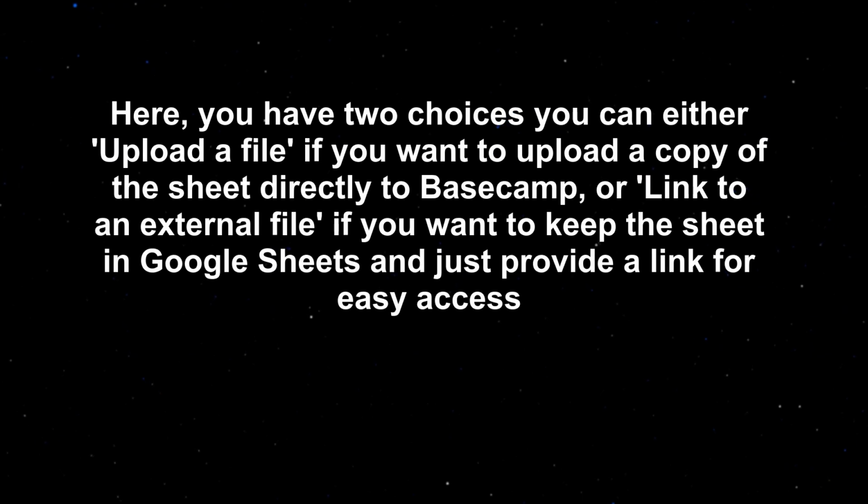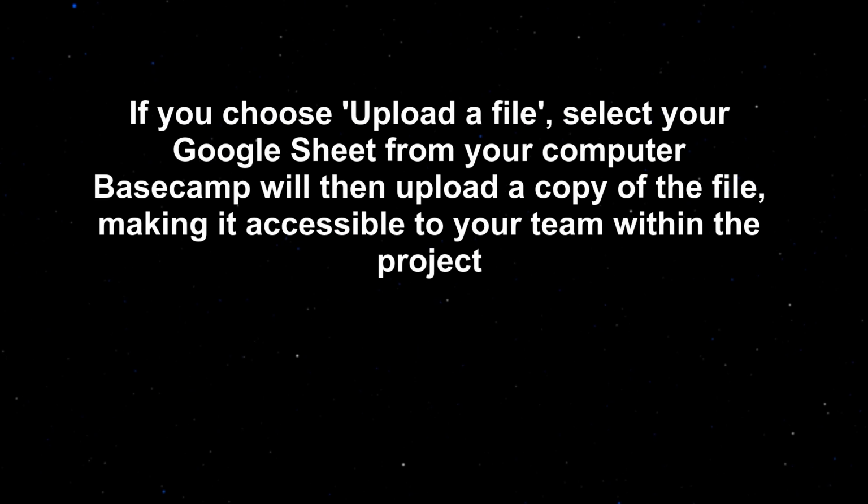Here, you have a choice: you can either upload a file if you want to upload a copy of the sheet directly to Basecamp, or link to an external file if you want to keep the sheet in Google Sheets and just provide a link for easy access. If you choose Upload a File, select your Google Sheet from your computer. Basecamp will then upload a copy of the file, making it accessible to your team within the project.